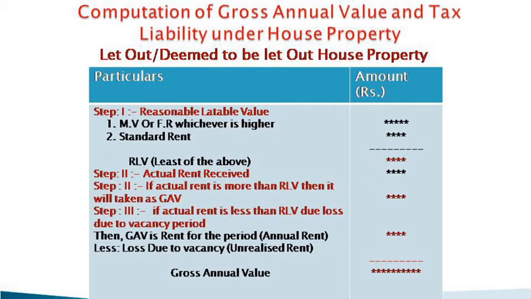And in the third step, if it is less than reasonable lettable value, we have to calculate the gross annual value as actual rent minus loss due to vacancy. So whatever amount is calculated by using these three steps is called the gross annual value. Meaning, if there is no actual rent, we have to calculate reasonable lettable value, and only this value is to be considered as the gross annual value.